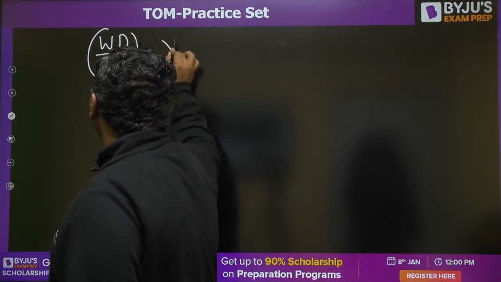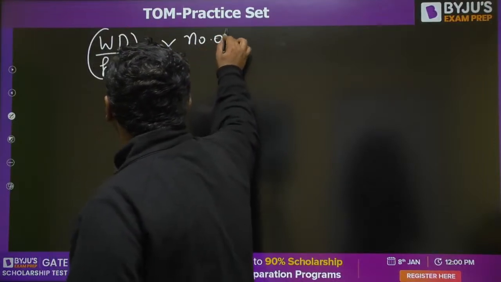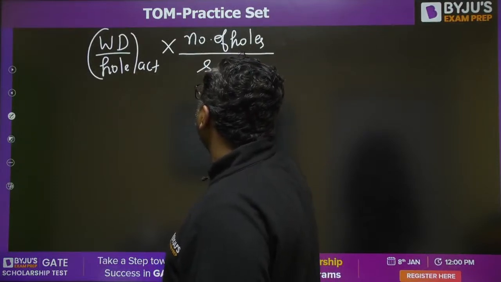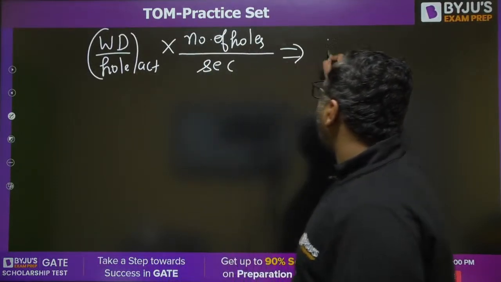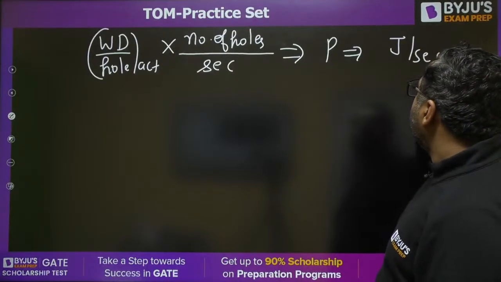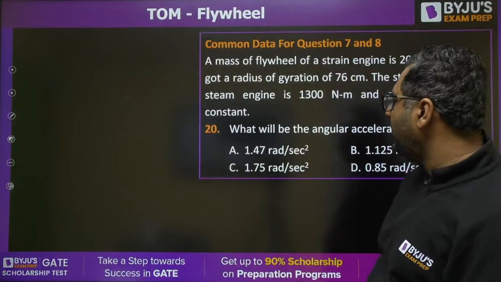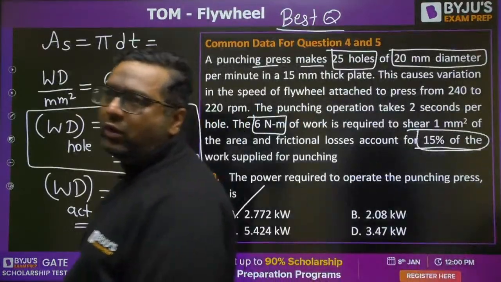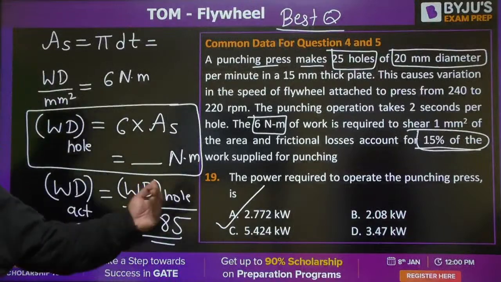You will be multiplying it with the number of holes per second, and this will give you the power in joules per second. So when you do that, you would get the answer to be 2.772 kilowatts. So I feel you are very good in this question.